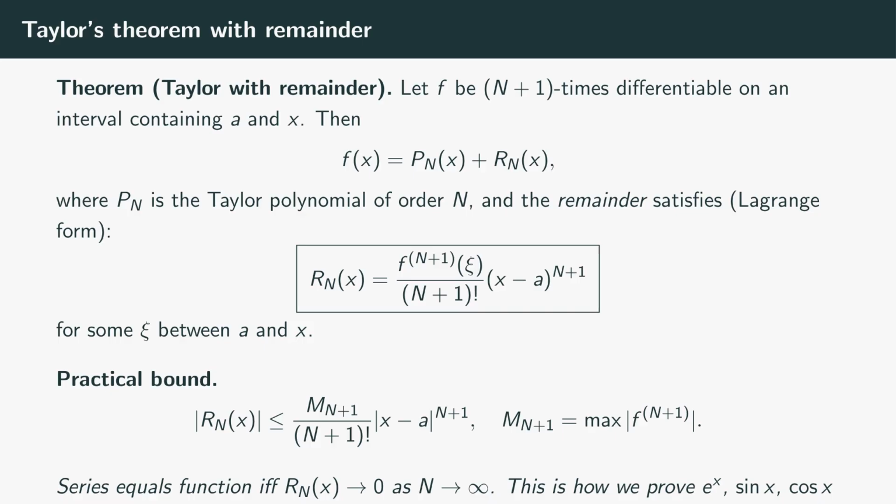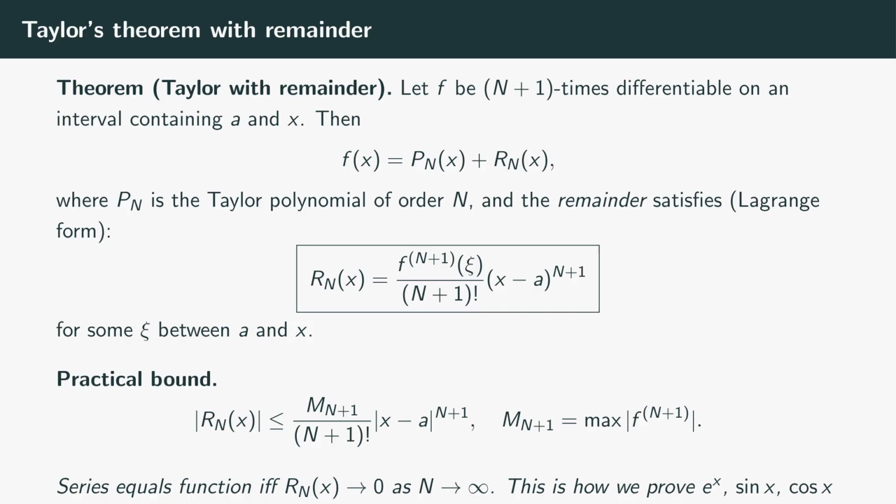Apply to e to the x. The derivatives of e to the x are bounded by e to the absolute value of x, a finite constant for fixed x. So the absolute value of r sub n of x is less than or equal to e to the absolute value of x times the absolute value of x to the n plus 1 over the quantity n plus 1 factorial, which tends to 0 for any fixed x, because n plus 1 factorial outpaces any exponential. So e to the x equals its Taylor series for every real x.